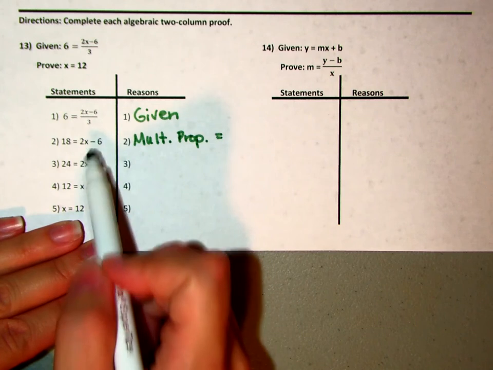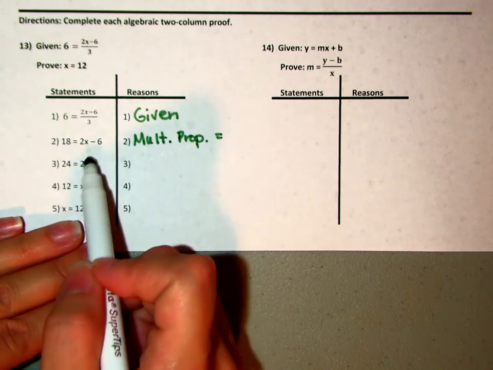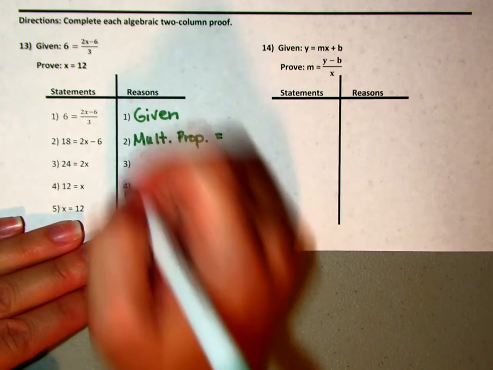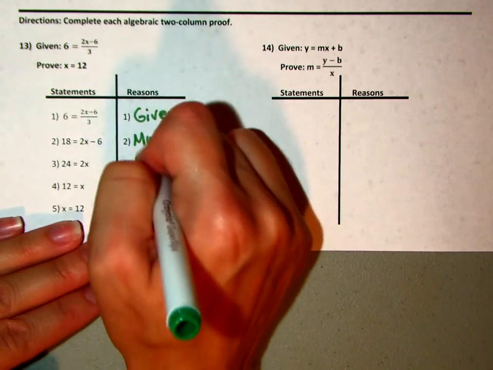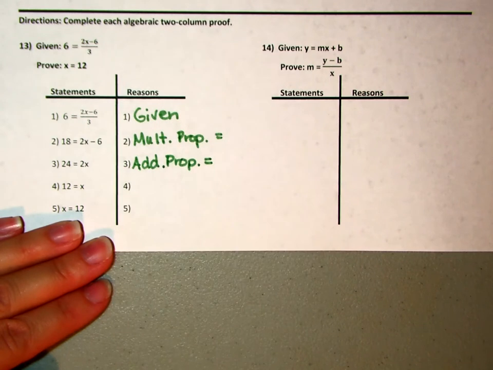The next step that we do is we add 6 to both sides. When you add this 6, it cancels. When you add 6 this way, you get 24. So when you're adding the same number to both sides, you're now using the addition property of equality.